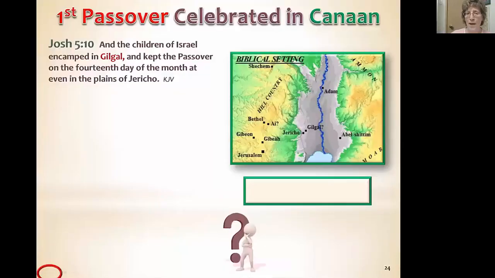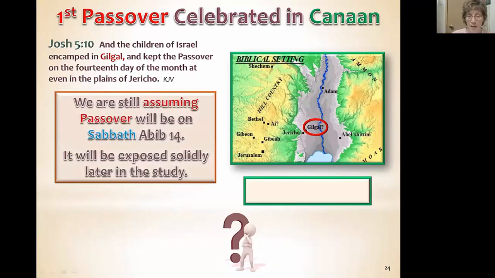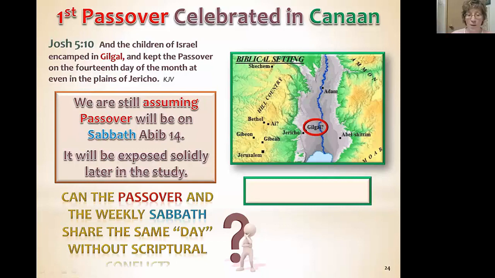So this first Passover to be celebrated in Canaan. In Joshua 5:10, it says, and the children of Israel encamped in Gilgal, and they kept the Passover on the 14th day of the month at even in the plains of Jericho. And I want to tell you that we are still assuming that Passover will be on Sabbath, Abib 14, and it will be exposed solidly just a little bit later in the study. We're going to watch for this all the way through.